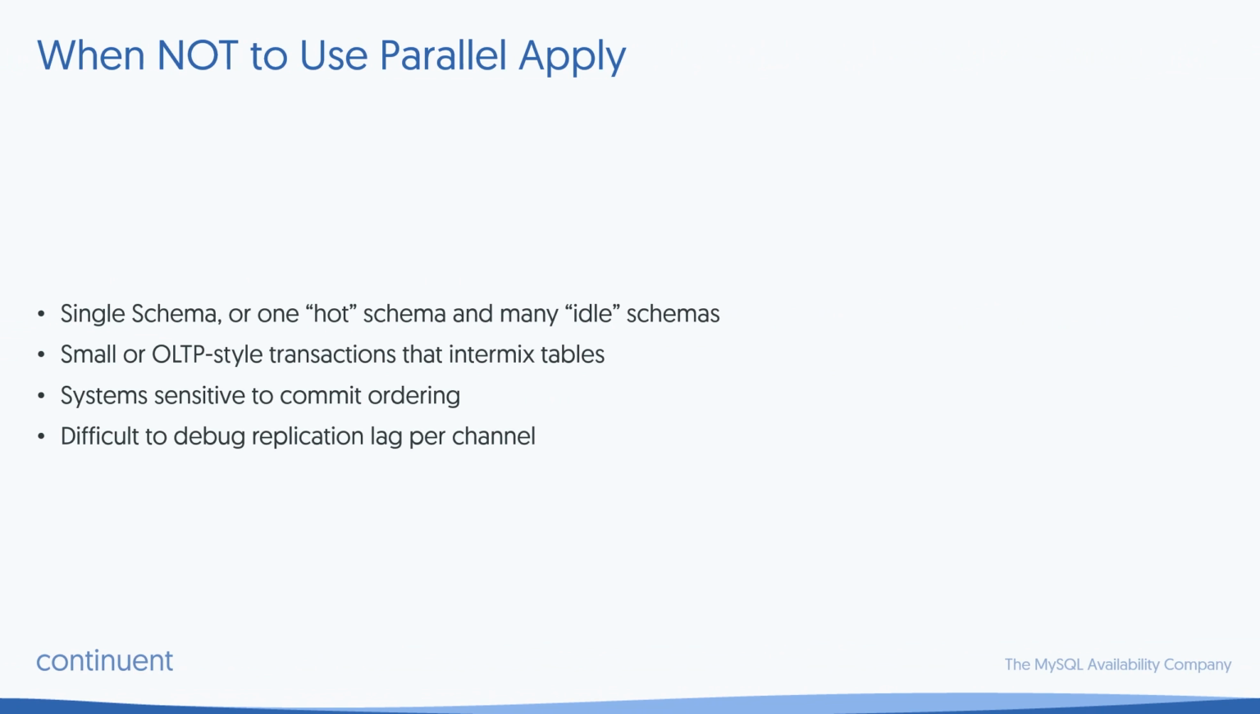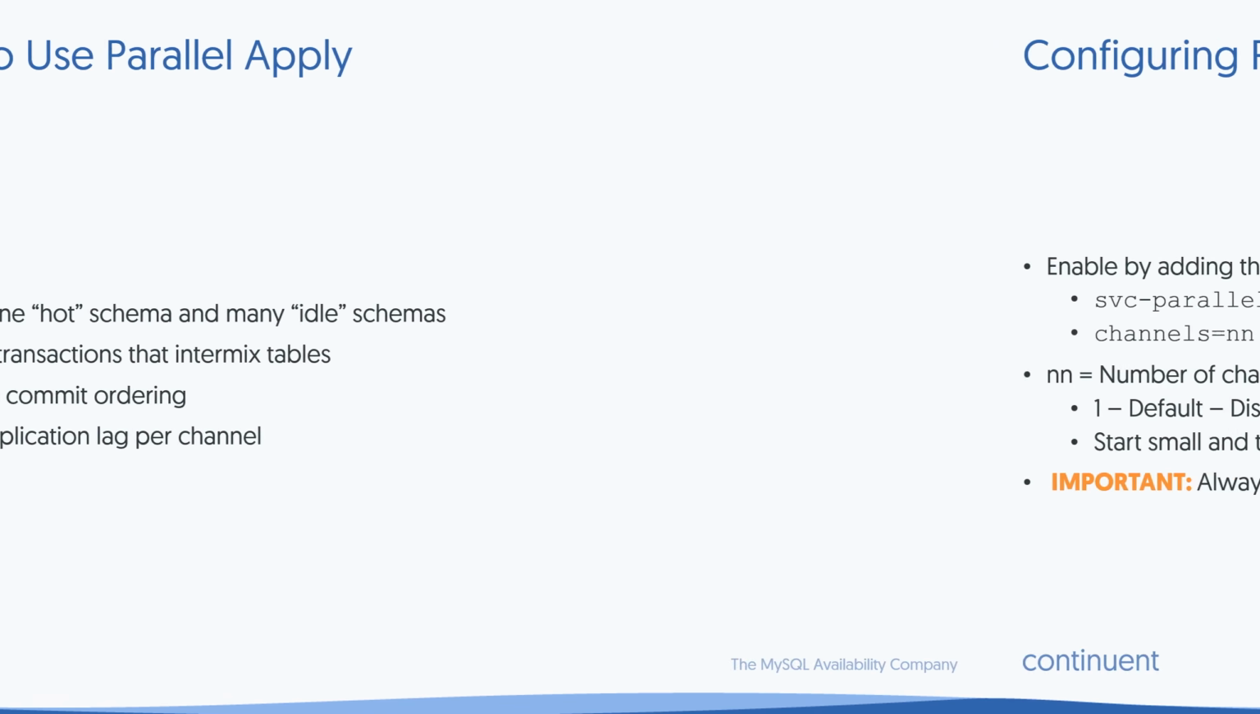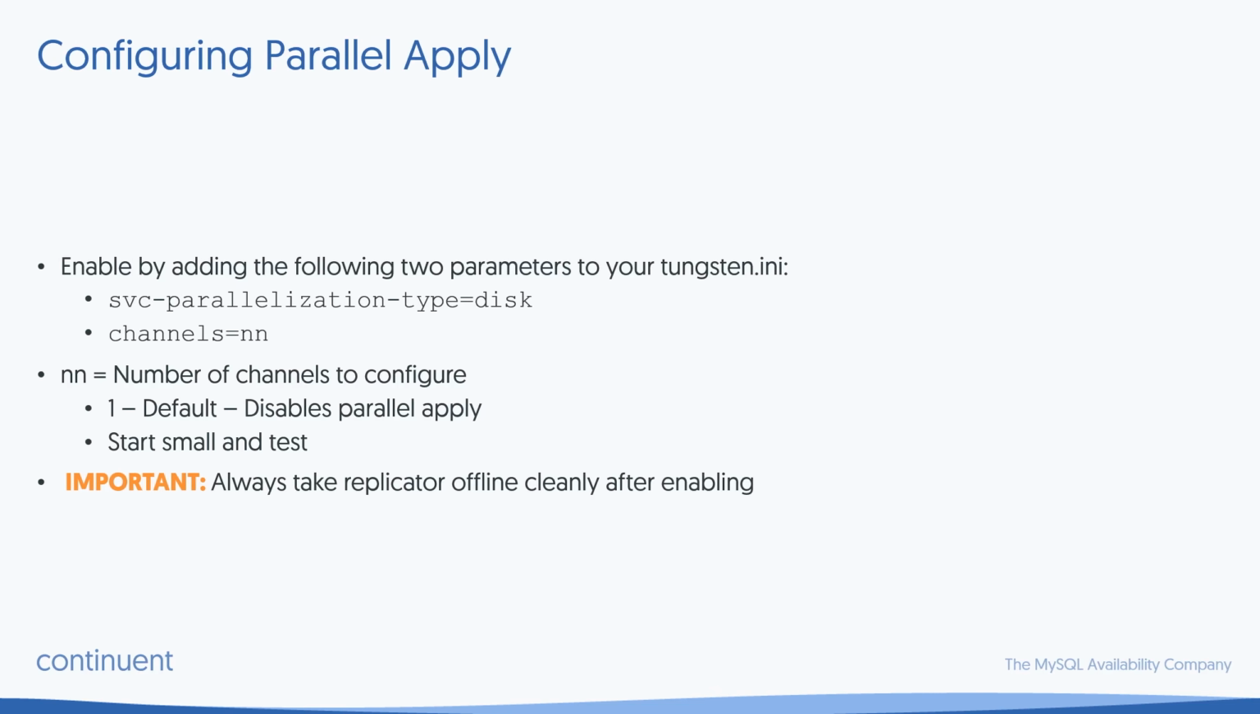I don't cover limiting parallelism to specific schemas in this session, but our online documentation has plenty of information that explains that process. Parallel apply can be harder to debug, and it does require those additional considerations to your processes. This additional responsibility may not be suitable for everyone in every situation. So how do you configure parallel apply?